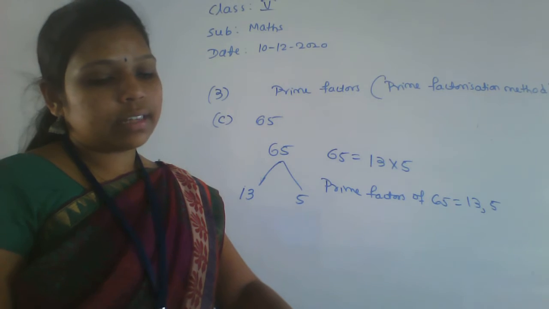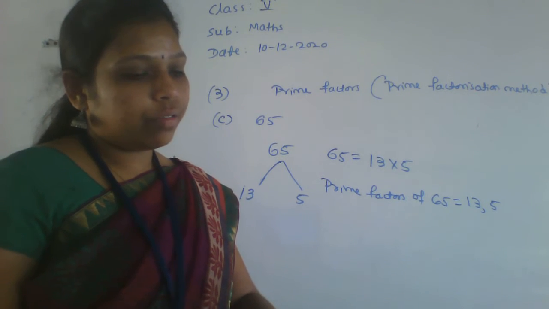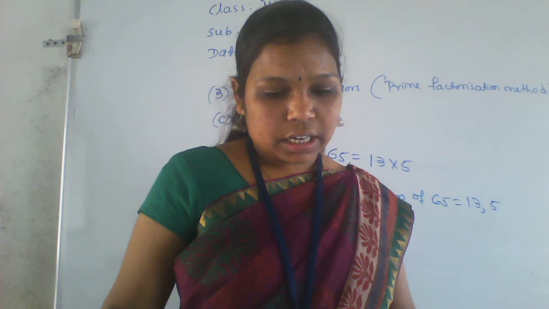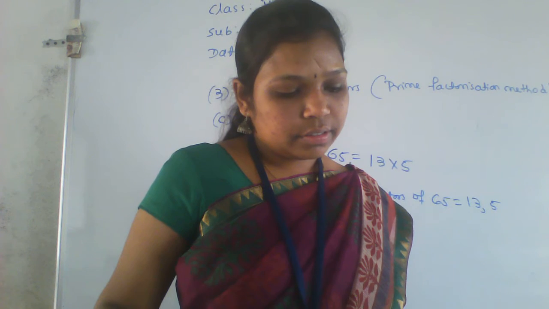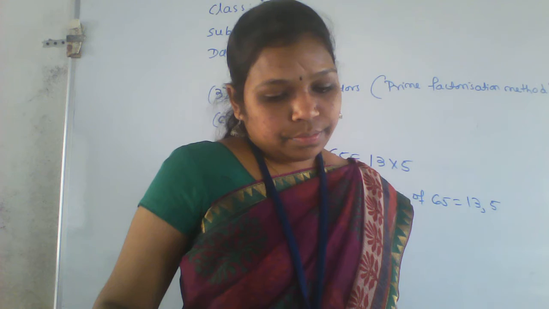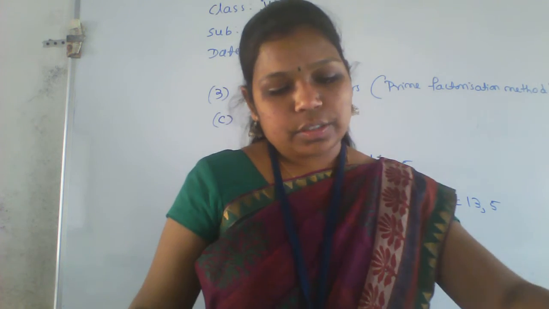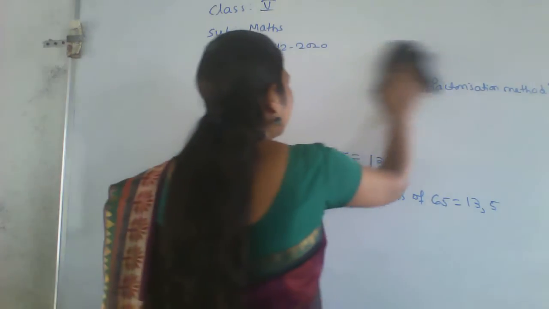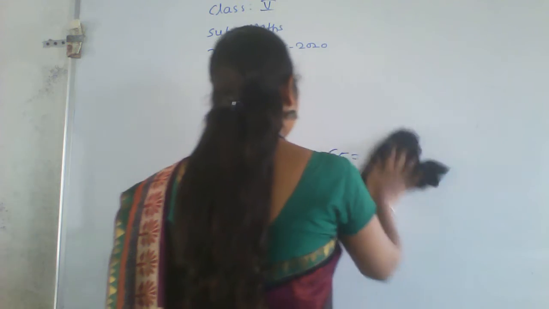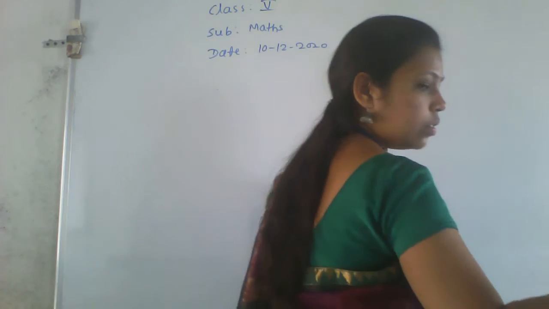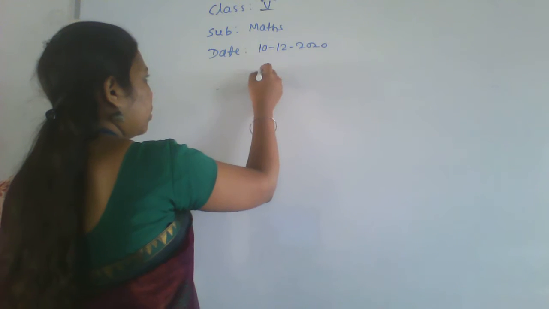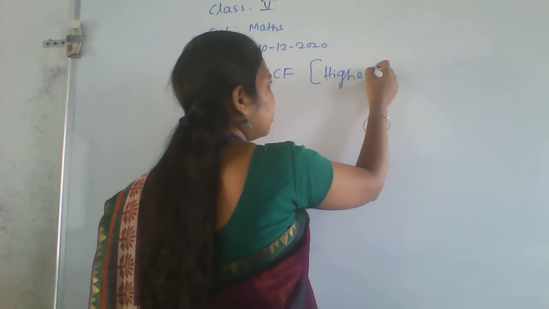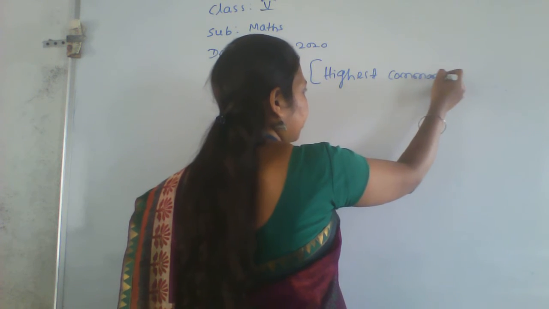So next one is the highest common factor, that is HCF. First one is the short division method, then the prime factorization method, and the long division method we are having. Okay, we'll see. HCF means what? Highest common factor.